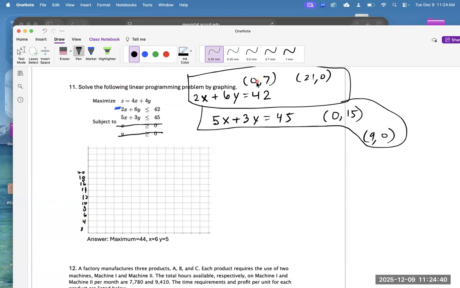All right, so for this first line, I need to graph 0, 7. So it's right here. Then I'm going to do the same thing for the x-axis. We're going to do increments of 2: 2, 4, 6, 8, 10, 12, 14, 16, 18, 20, 22. Okay, now I can plot my point. It's at 21, 0. So it's right here.